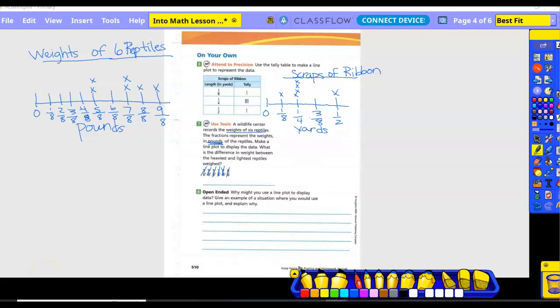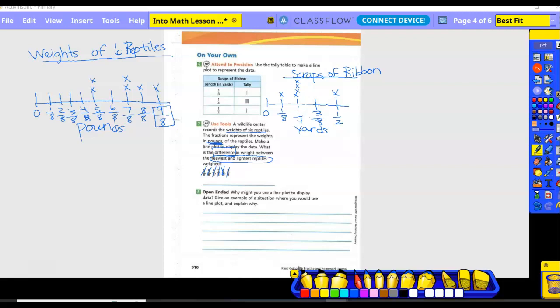All right, so what is the difference in weight between the heaviest and the lightest reptiles? So we just made our chart, but do they want us to add all that? Do they want us to only find a specific thing? Yes. A specific thing, right? So they want to know the heaviest, and then what is going to be my keyword? Difference. Because difference tells me I'm going to what? Subtract. Okay? So what is my heaviest?